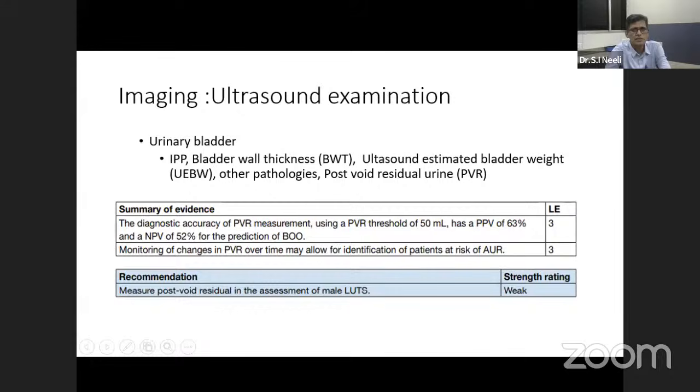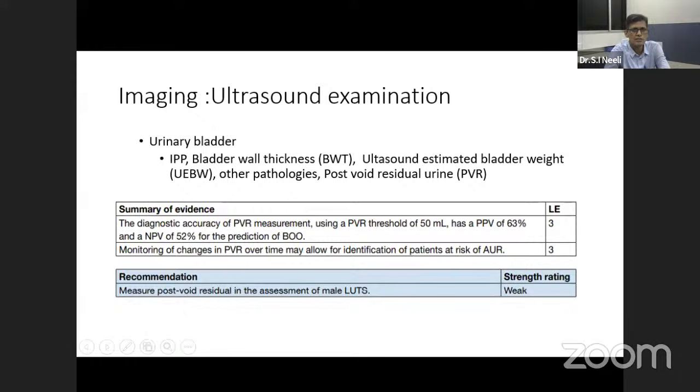When we assess the bladder by transabdominal examination, we look for intravesical projection of the prostate, we look for bladder wall thickness, and we can estimate the bladder weight using ultrasound. We can also find out other pathologies like vesical calculi or any growth within the bladder, and we also make a documentation of post-void residual urine.